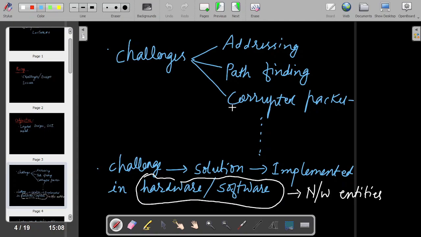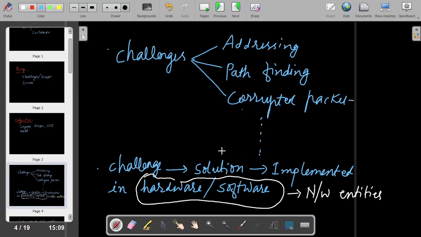The third issue is corrupted packets. When a packet is sent from source to destination, sometimes due to noise, some bits change. Ones become zeros and zeros become ones. So the source sends something but the receiver receives another thing. The packet content changes. Likewise, there were many challenges.